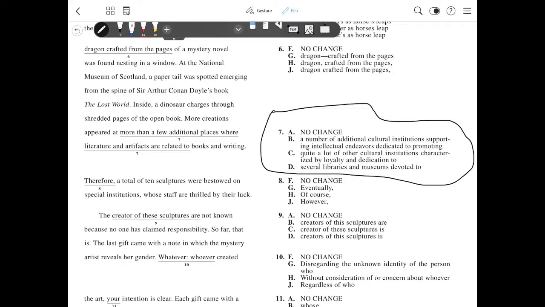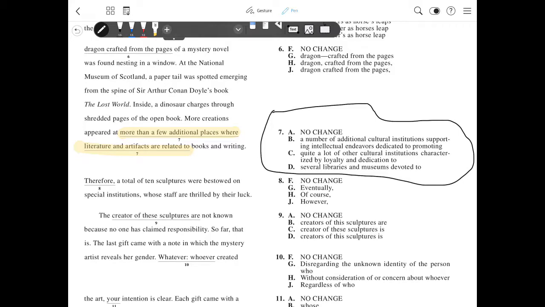So as you look at number 7, that's going to be this section right here, as I highlight. We're just going to read the sentence before and up to the underlined part. So, inside a dinosaur charges through shredded pages of the open book. More creations appeared at more than a few additional places where literature and artifacts are related to books and writing. So that's pretty straightforward. It sounded relatively okay in my opinion.